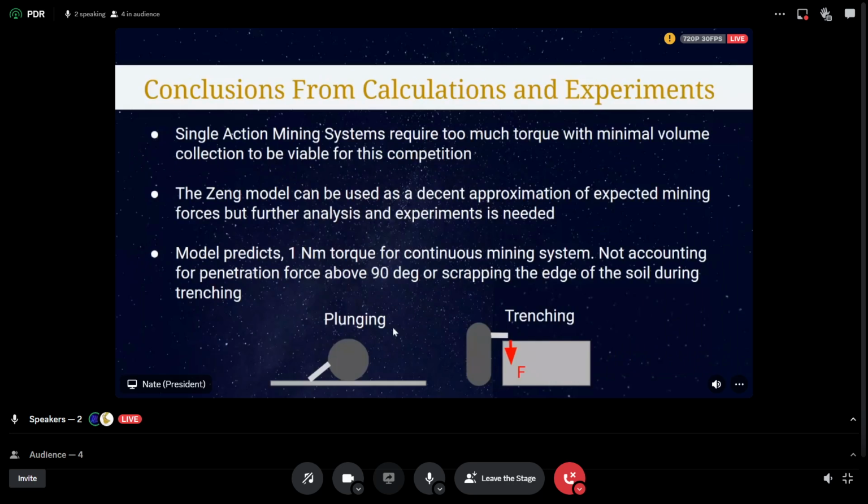So lastly, to wrap that up, single action mining systems simply require too much torque, and that is why we pursue continuous mining. That model I showed can be used to reasonably calculate estimated torques, but for our current system, it predicts a torque of only 1 newton meter, which based on last year's data is significantly less than what we might expect, and that is because the operation of digging via plunging and trenching is significantly different, that the model cannot account for it.